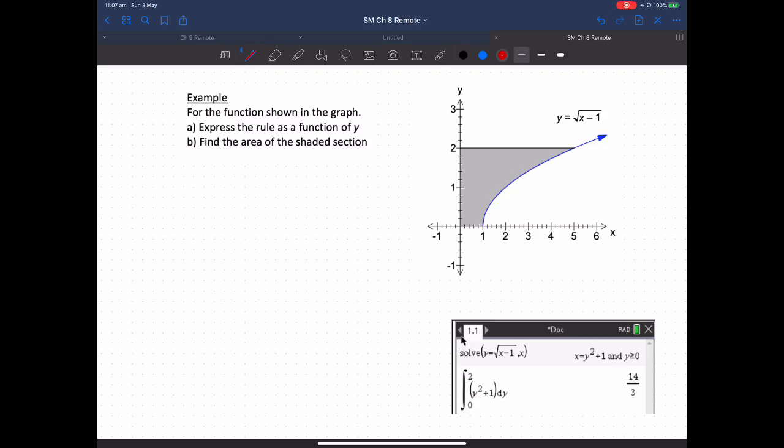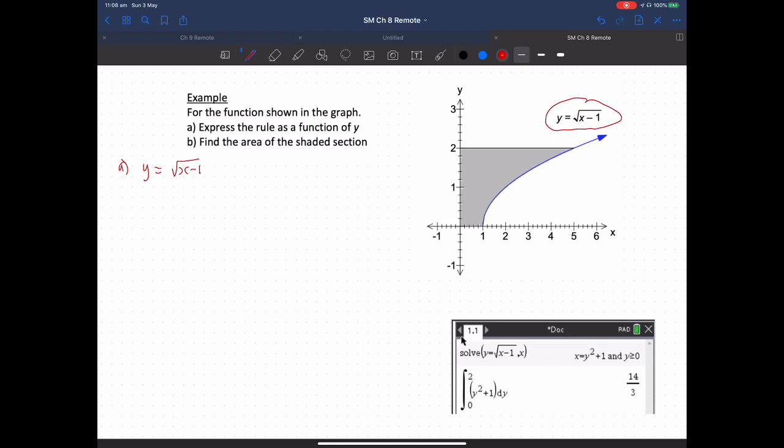In this example, we're shown a function. You can see on the graph that the function has the equation y equals the square root of x minus 1. The first thing we're asked to do is express the rule as a function of y. So currently we have y equals the square root of x minus 1.